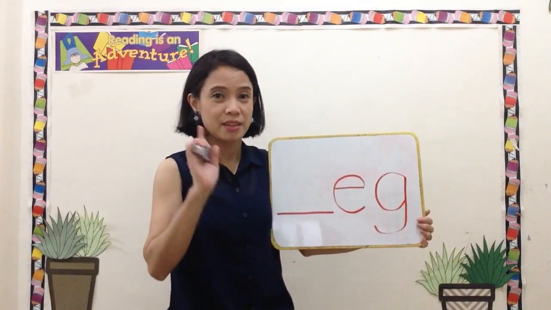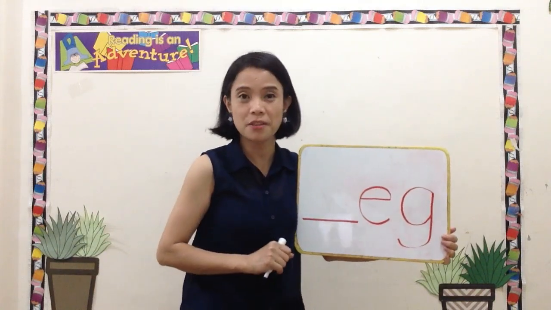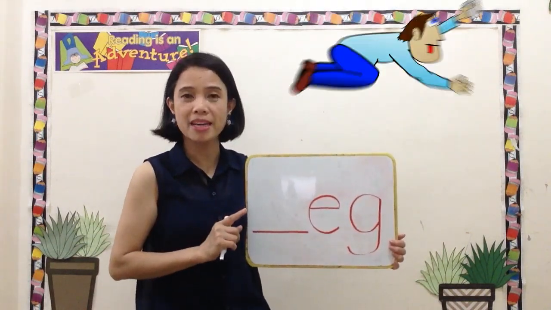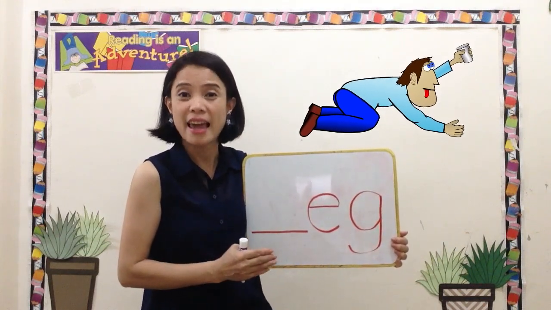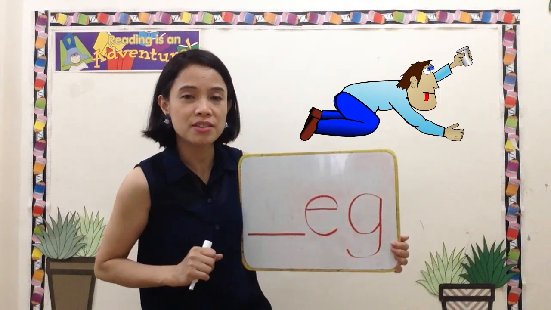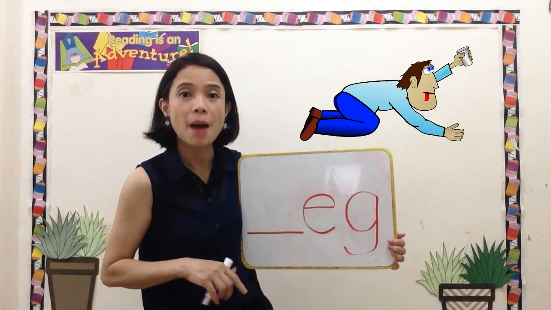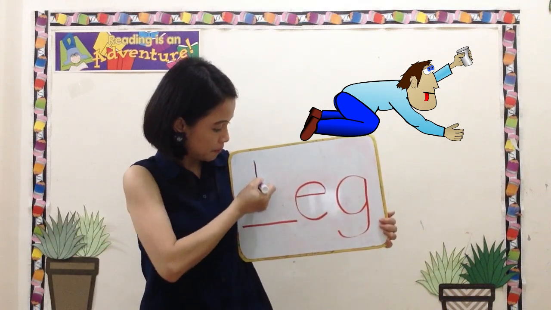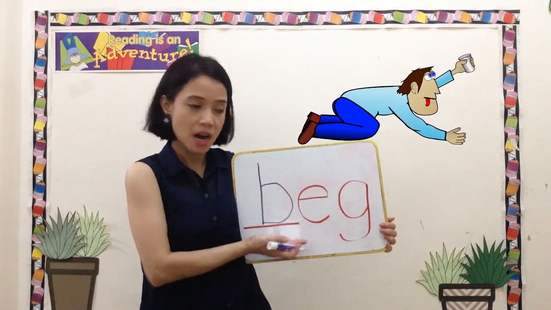Okay, this part, we will listen to the first sound you hear at the beginning of each picture. Here is the first one. Beg. B. Remember, we will read the word egg. Say it again. Egg. What's the first sound you hear at the beginning of the word beg? That's right, that's B. That is letter B. Let's read the word. B. Egg.